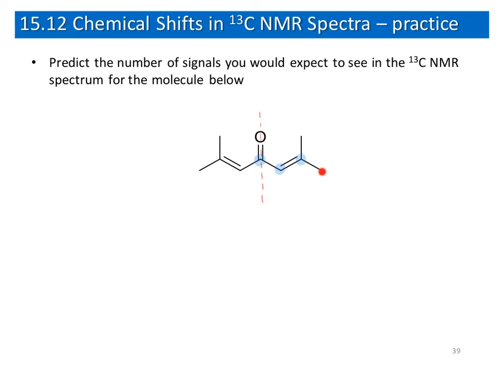However, this methyl group is exactly the same as this one, and this is different from this methyl group. This methyl group is trans to the carbonyl. It is far from the carbonyl group. Therefore, we are going to see one signal for this methyl group and this one, and another signal for this methyl group and this one. So overall, we are going to see 5 signals for this structure.